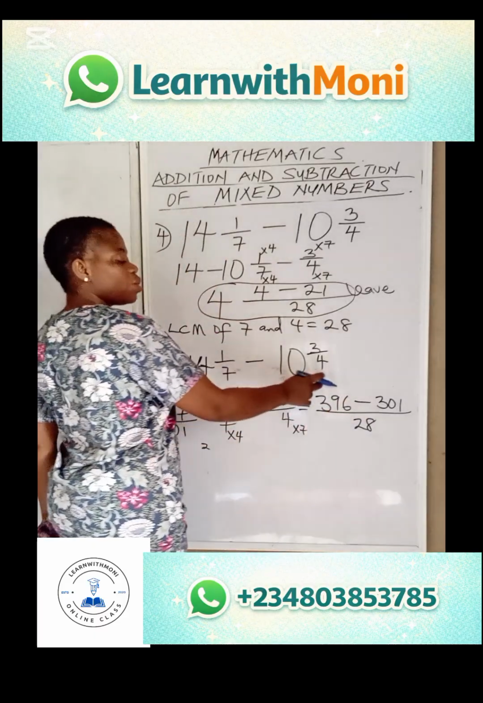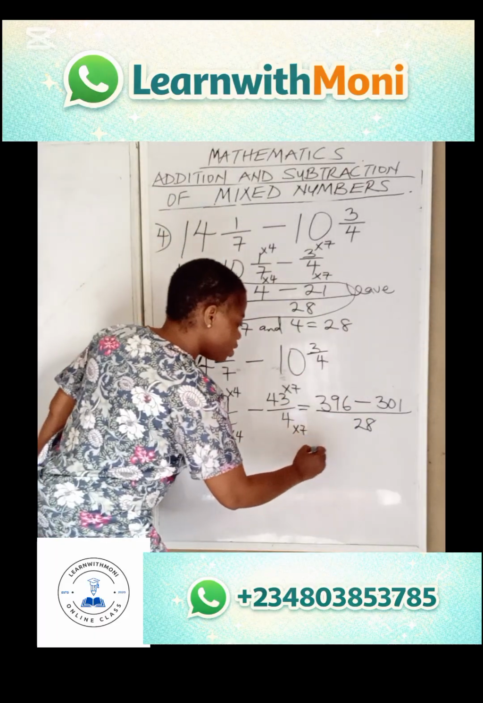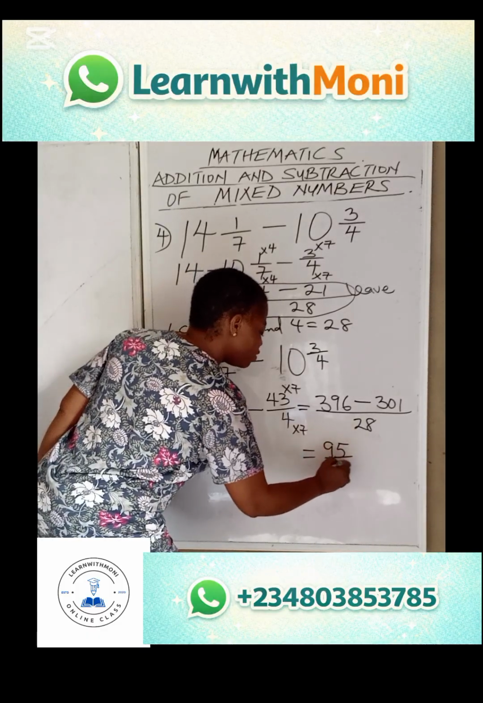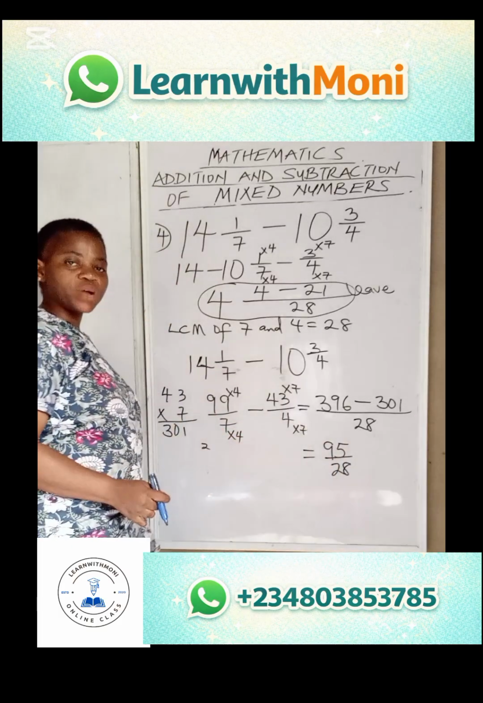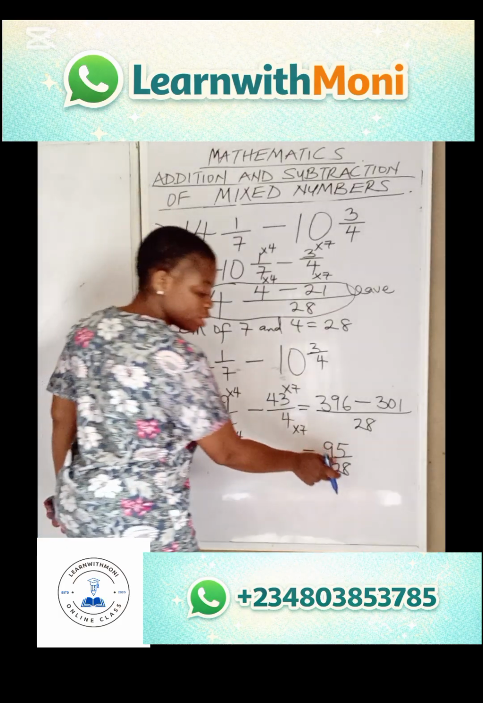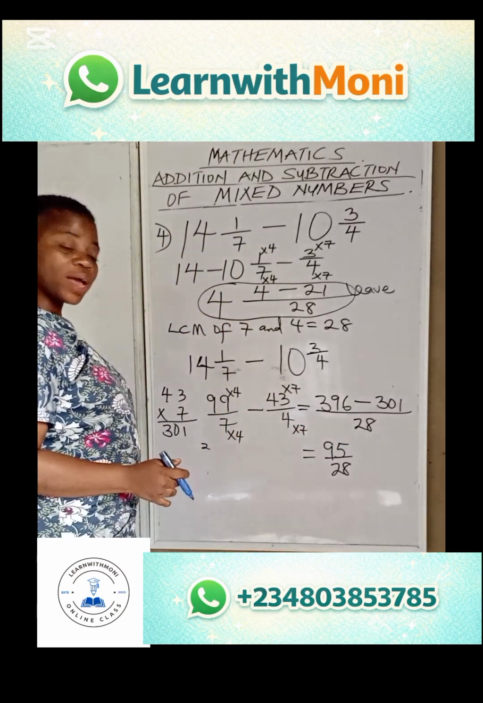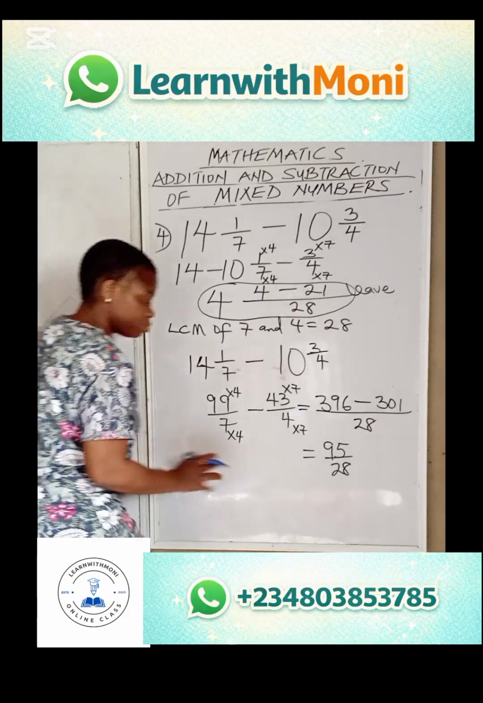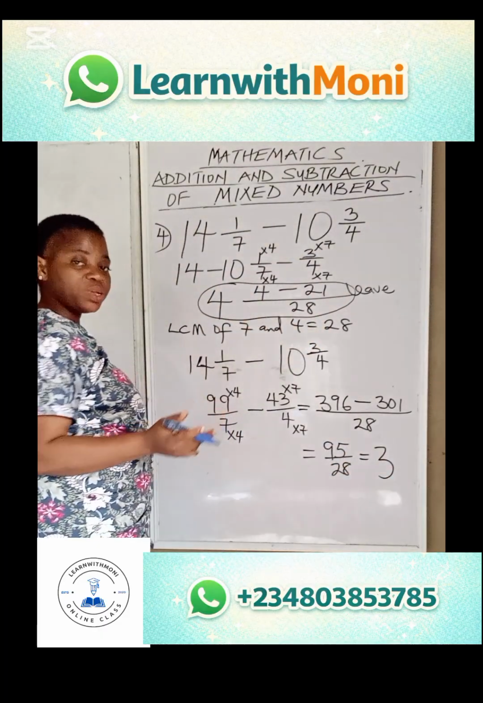So we have 396 minus 301. That is going to give us 95 over 28. We won't leave our answer as an improper fraction. We will convert it to a mixed number. So, how many 28 can we get from 95? About 3 of it. And what will be the remainder?